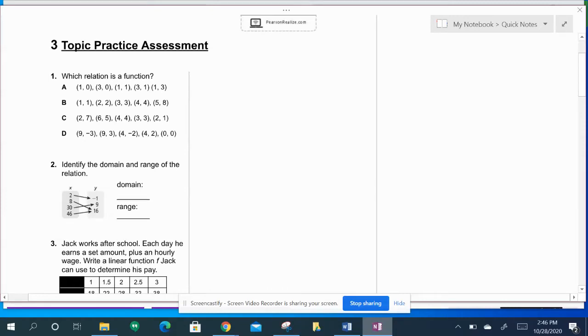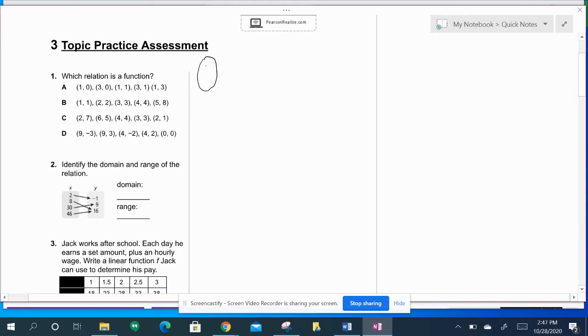All right, let's get started on topic 3 practice test, going over these questions. Question 1 says, which relation is a function? So remembering a function means every domain has exactly one range. I'm just going to start drawing these pictures out and see what I get.